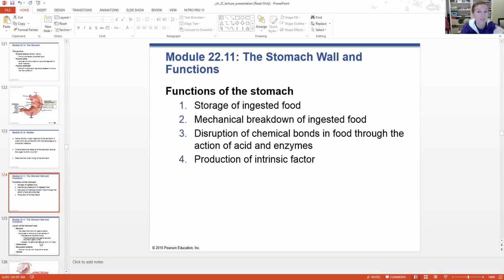And specific enzymes and acids are going to work to break down the chemical structure of the chyme, of these nutrients that were in the food that we brought in. That way, they'll be ready to be absorbed when the chyme moves into our small intestine. Intrinsic factor is also produced in the stomach, and we're going to see exactly what that is and what that does as we move through this lecture.